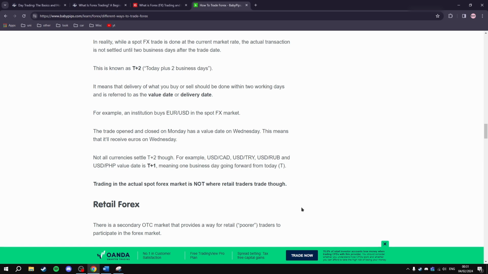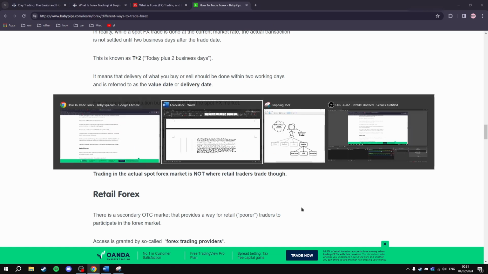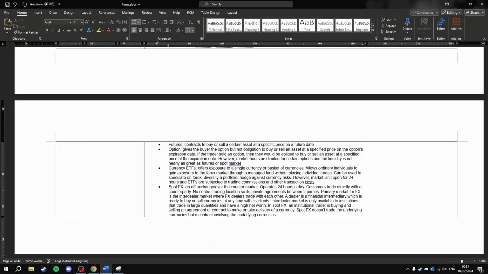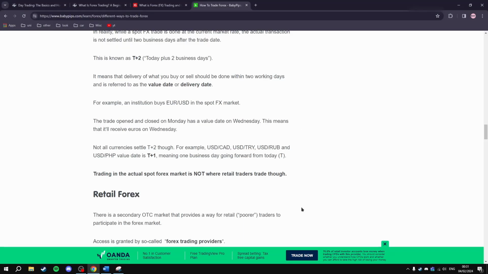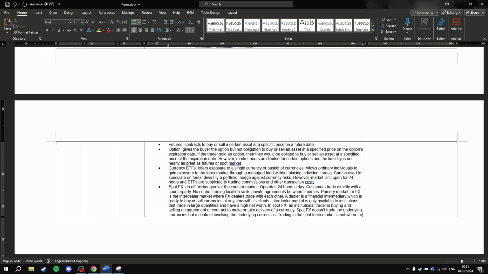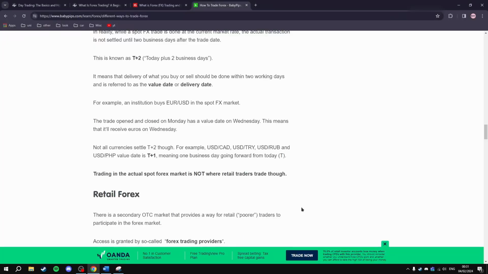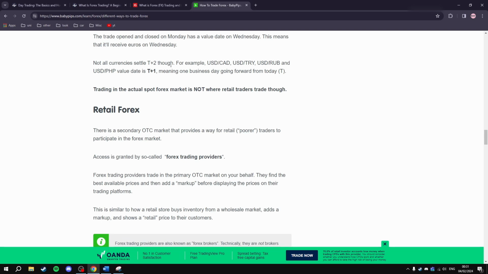Trading in the actual spot Forex market is not where retail traders trade though. Oh, well, okay. That's very good to know.